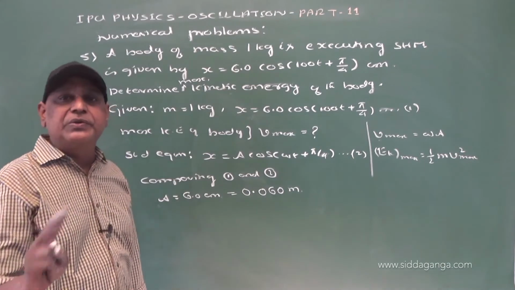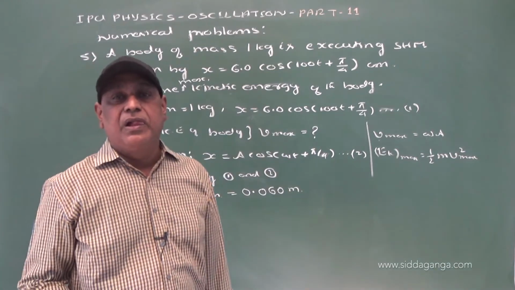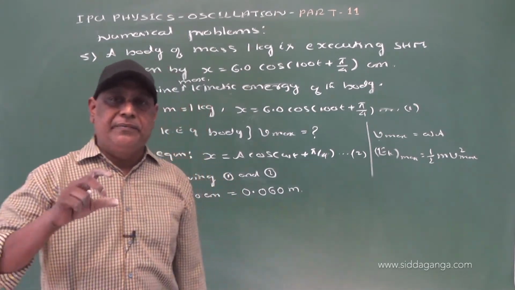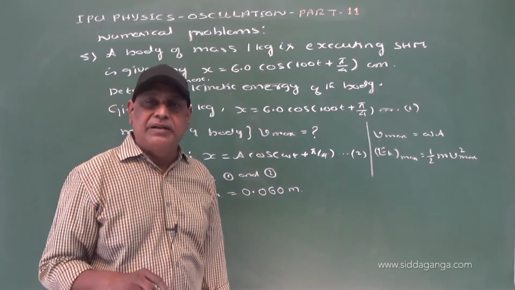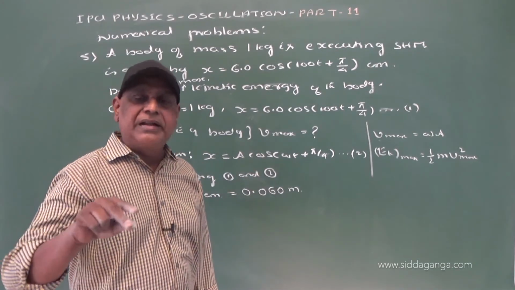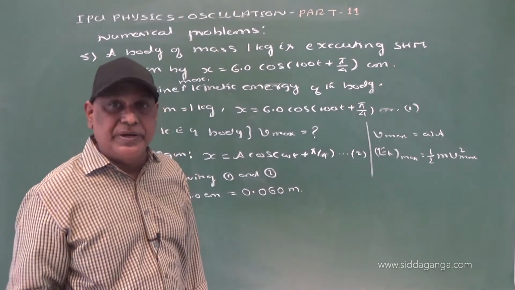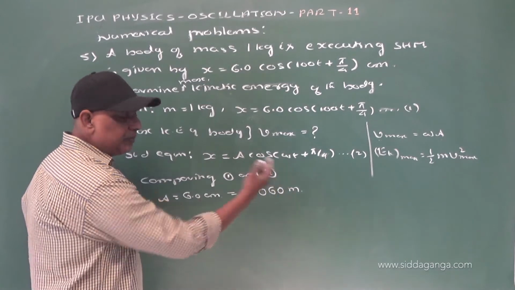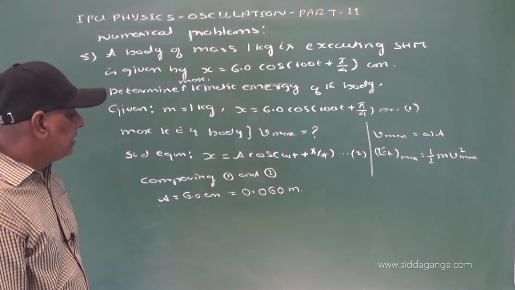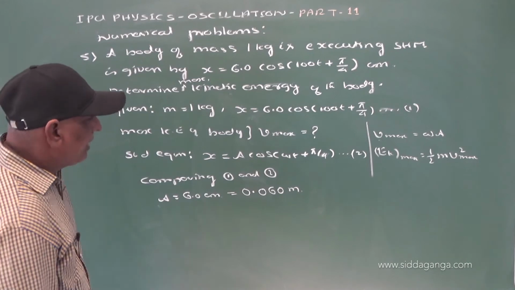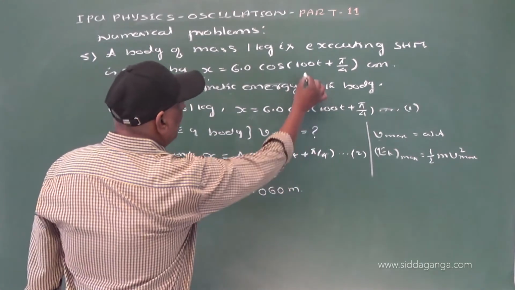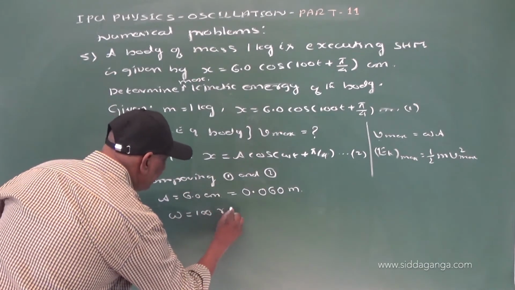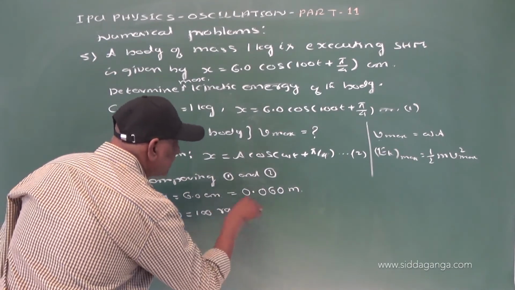There are two systems of units used here. One is SI system and one is CGS system. But when we calculate the final quantity, we need all related physical quantities in the same unit. Therefore, I have converted that 6 centimeter into meter, that is 0.060 meter. Now again this omega is equal to 100 radian per second.